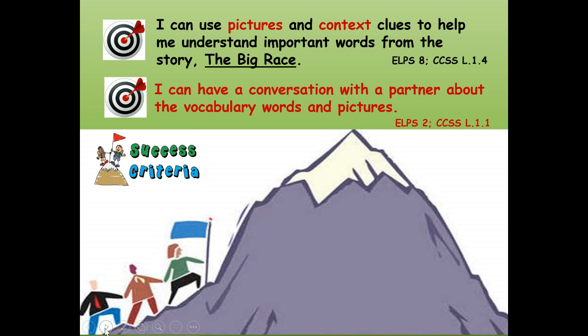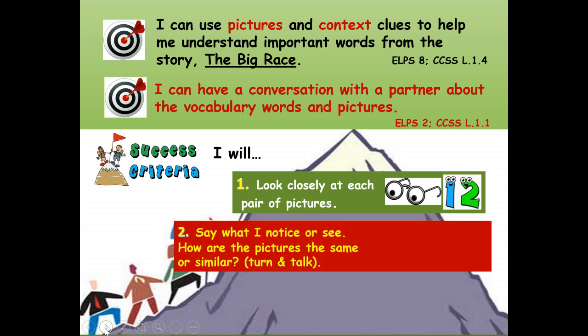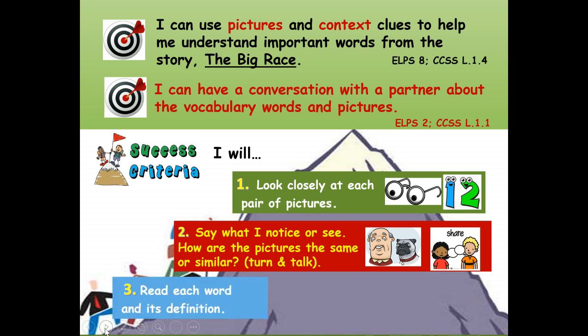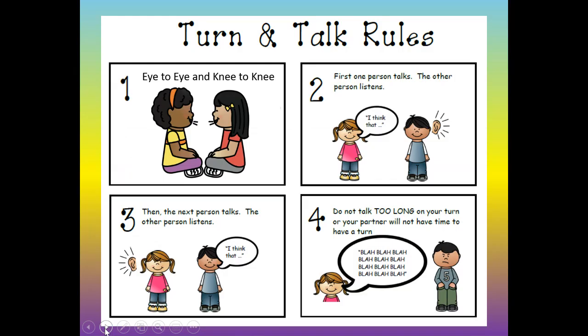Well, here are our steps to success. Number 1, I will look closely at each pair of pictures. Number 2, I will say what I notice or see. How are the pictures the same or similar? And that's where we turn and talk. Number 3, I will read each word and its definition. And 4, I will write each word 2 to 3 times and draw a picture for each.